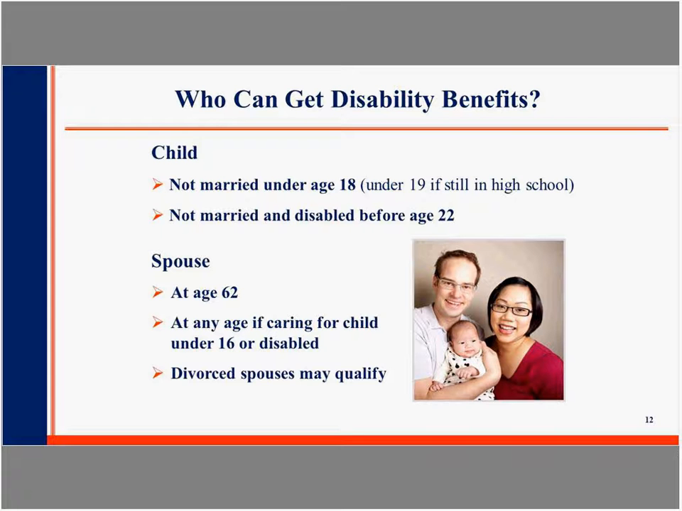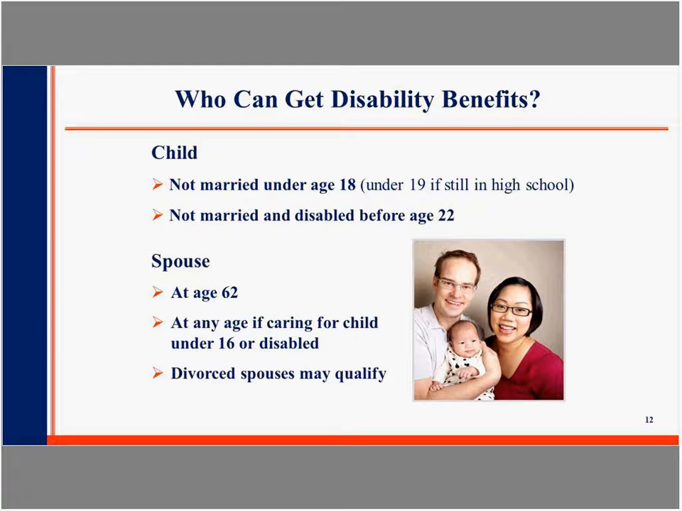Now, the spouse would have to be at least 62 if it were to be based on age, or it could be that sometimes the spouse is not working if they're earning under a certain limit, or they're caring for the minor children. The spouse could, in those cases, receive benefits under the number holder's record as well. This also includes the divorced spouses.